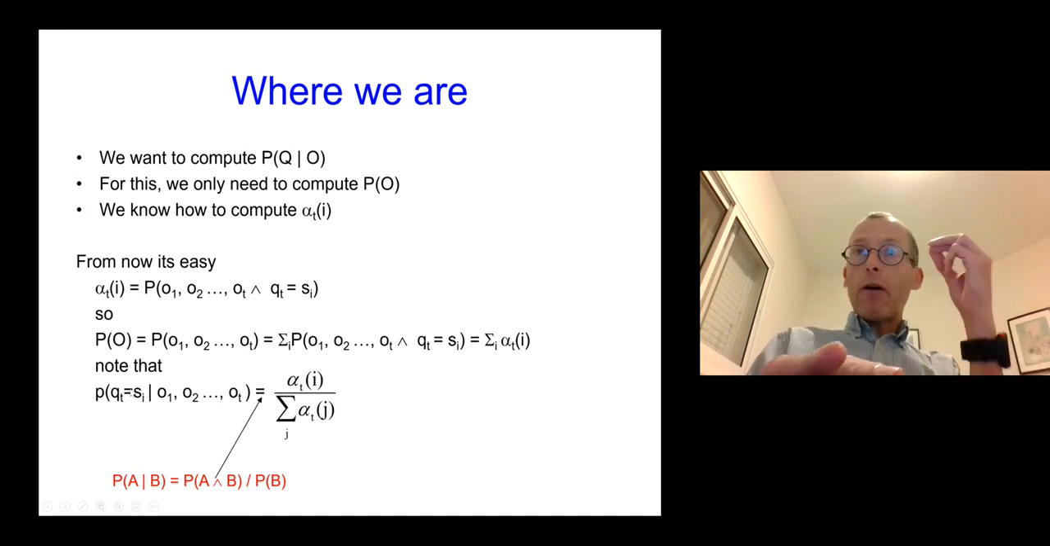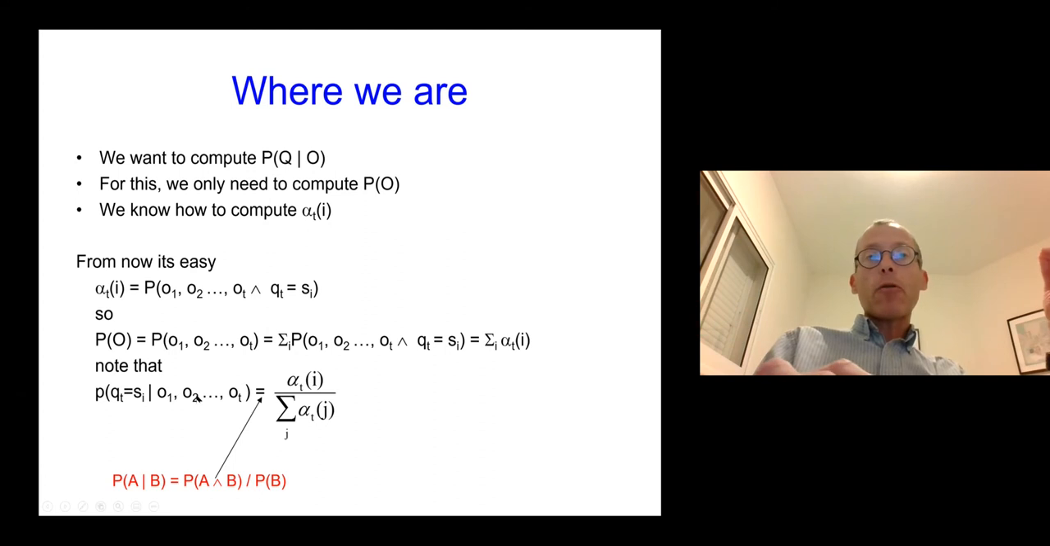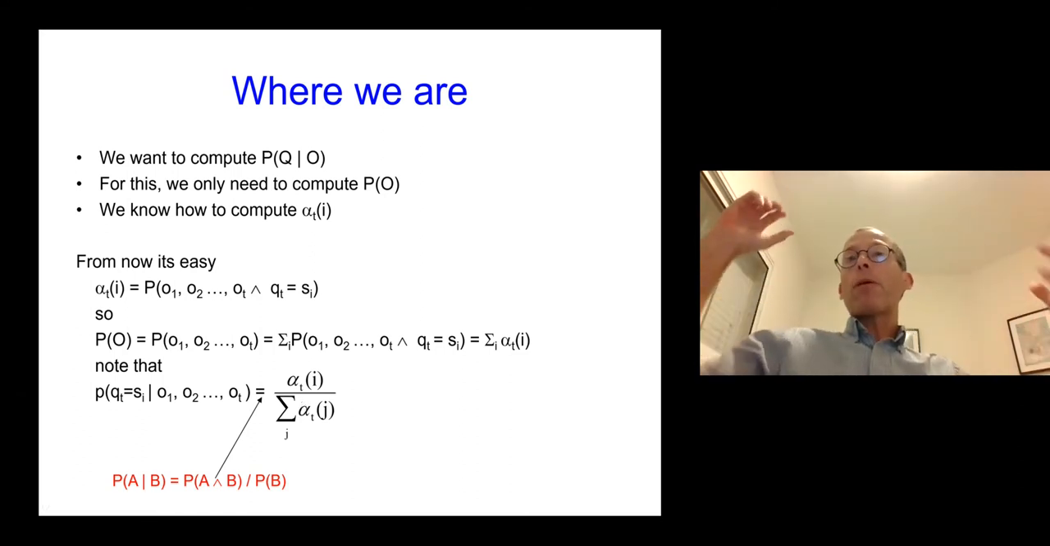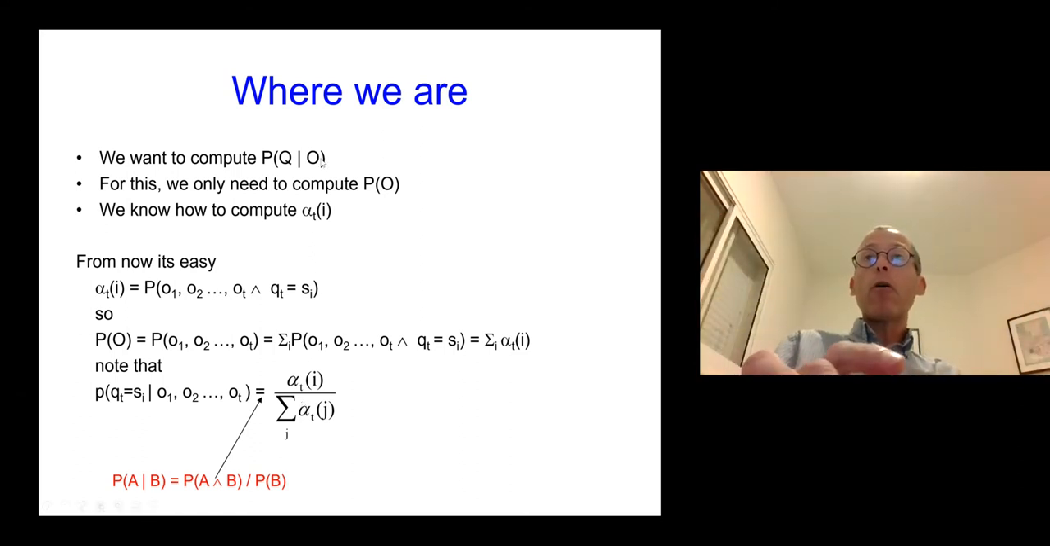So the probability of being at any state at the last time point conditioned on all the observations is alpha T of I for that state divided by the sum over alpha T, which is the probability of O. Okay? So once we know how to compute alpha, we can solve both the general probability of P of Q given O, which we said can be important. We can compute the probability of O this way, because the probability of O is just the sum over the alphas for the last time point. And we can also compute the conditional.